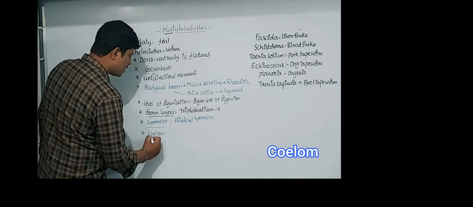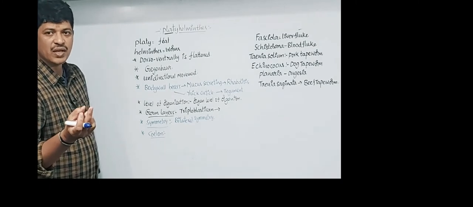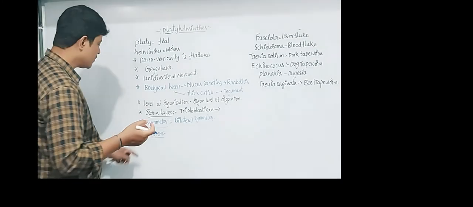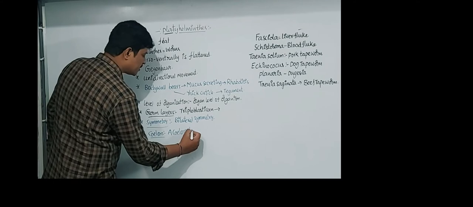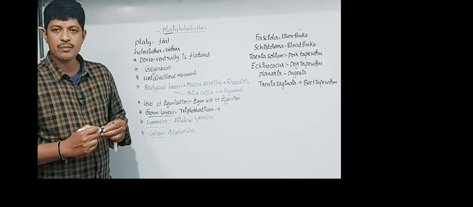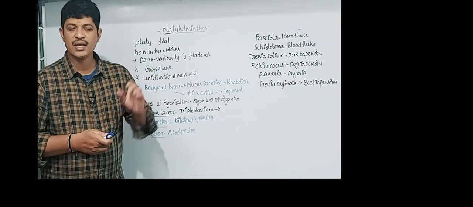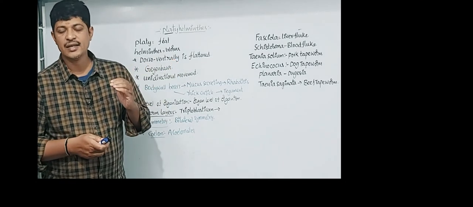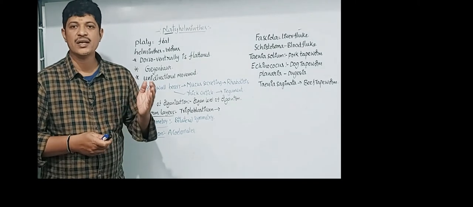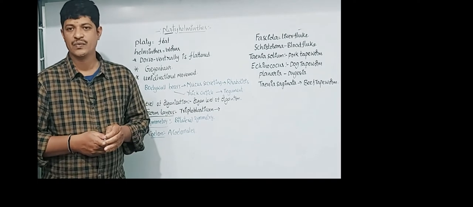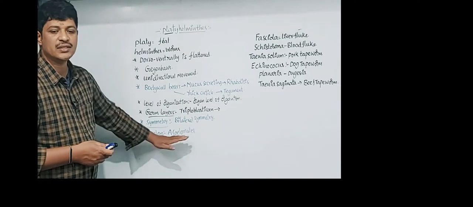And coming to the coelom. The coelom may be acoelomate, pseudocoelomate, or schizocoelomate. In this case, the coelom is acoelomate. Acoelomate means that between the body wall and inner organs, the coelom is completely absent. The space between the outer body wall and inner organs is filled with parenchyme, so the organs cannot move freely. This type of coelom we see in these animals: acoelomates.